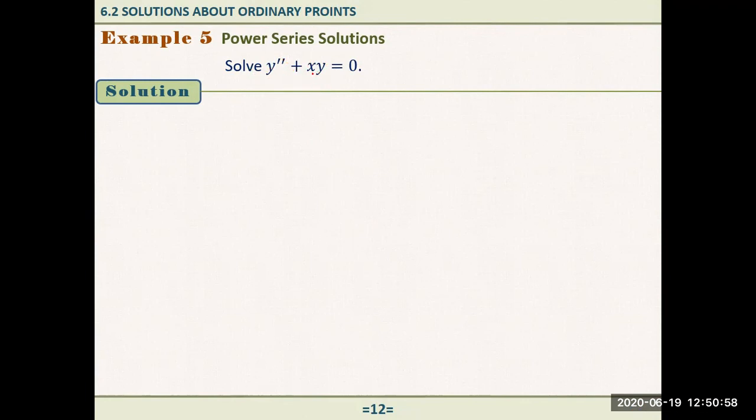As you see here, this is second order and it's already in standard form. Our P of x is equal to x. So from here, there are no singular points of this differential equation. That means that Theorem 6.2.1 guarantees two power series solutions centered at 0 that converge here. That means that any point on the number line is a regular point.